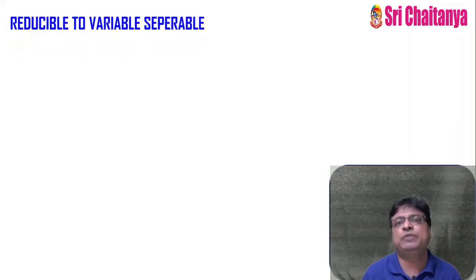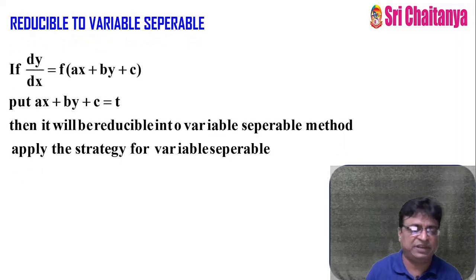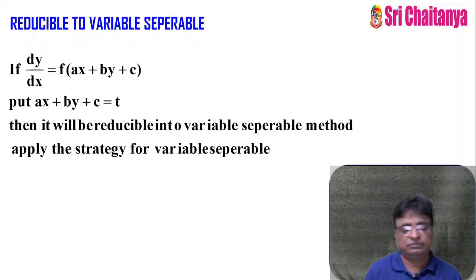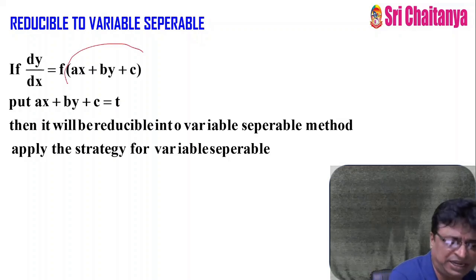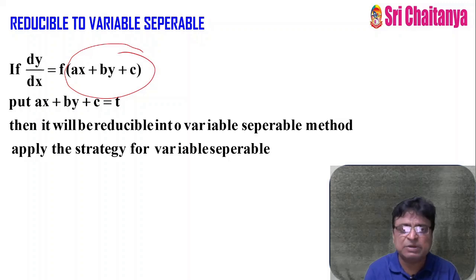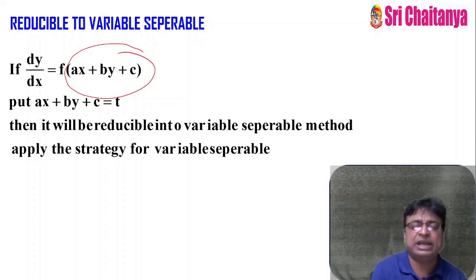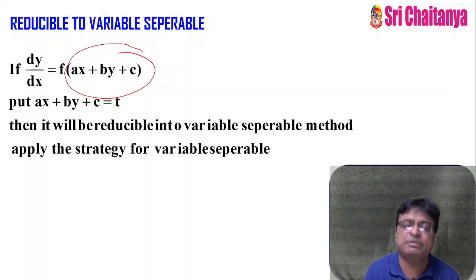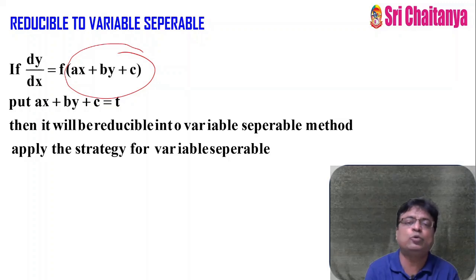Okay, my friends. Now, coming to reducible to variable separable. Suppose this kind of equation is given for you. That means dy by dx is a first order equation and it is a function in terms of a, x, y and z. That means it is not possible for me to separate all x terms as one batch and all y terms into a separate batch. It is very difficult for me to separate them into two functions of x and y.